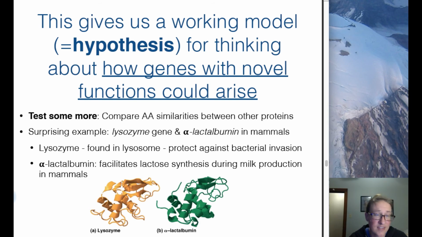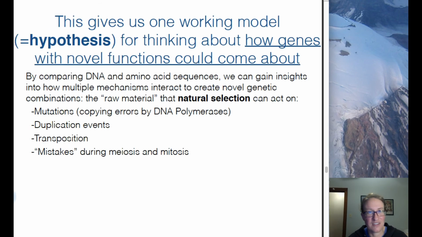In contrast, alpha-lactalbumin is a protein that helps to facilitate the production of lactose during milk production in mammals. So it's involved in synthesizing, creating lactose molecules, whereas the lysozyme chops up bacteria. It's very different. So when we compare DNA and amino acid sequences, that gives us ideas about how multiple different mechanisms could be interacting to create new genetic combinations.